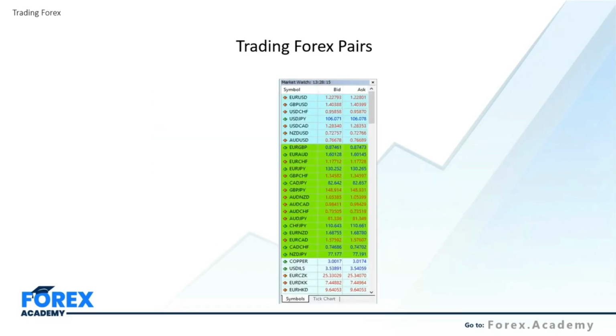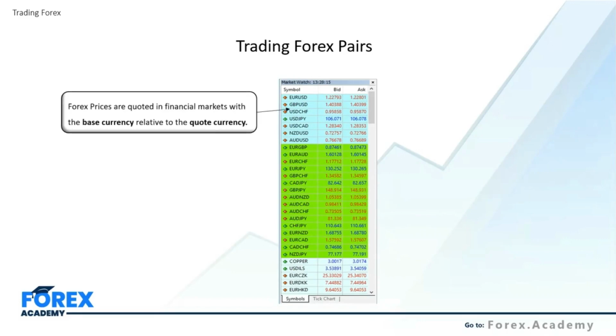So let's take a look at how we can view this trading in financial markets. This is specifically the market watch here from our MT4 trading platform. Now what we can see is obviously the prices quoted with their bid and ask on the right hand side, and then our respective currencies on the left hand side. Forex prices are quoted in financial markets with the base currency relative to the quote currency. Again, that is simply our 1 unit of currency on the left relative to the quantity of currency on the right.